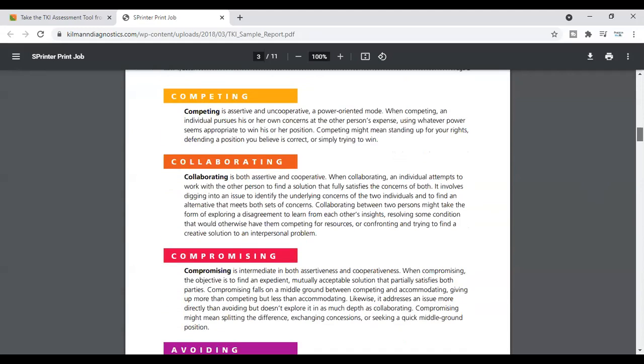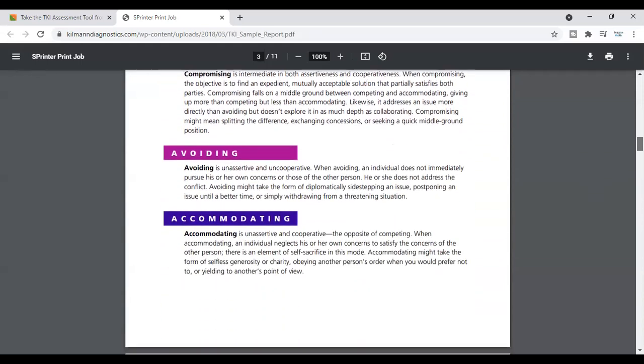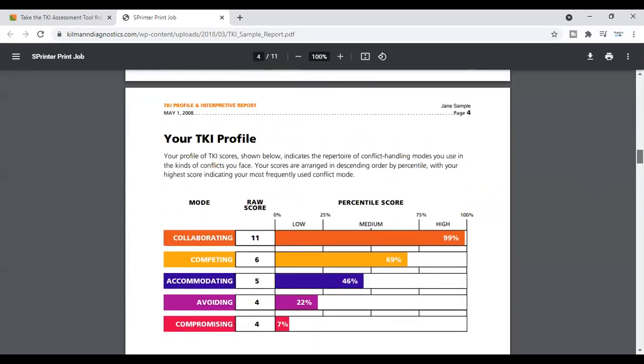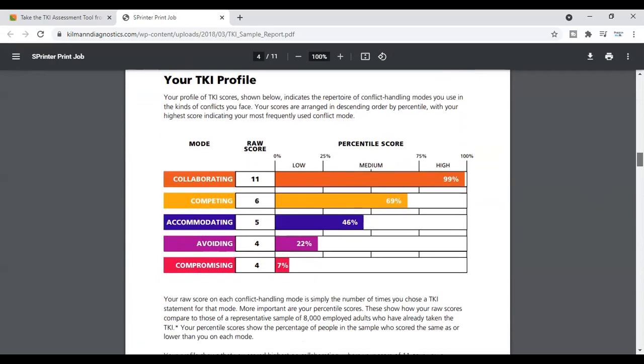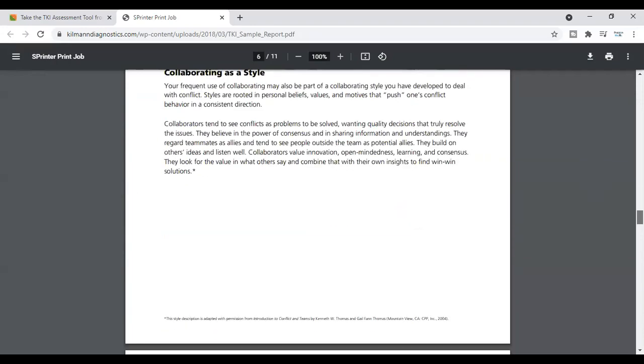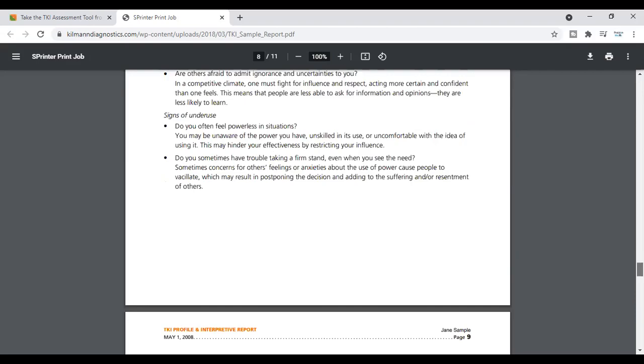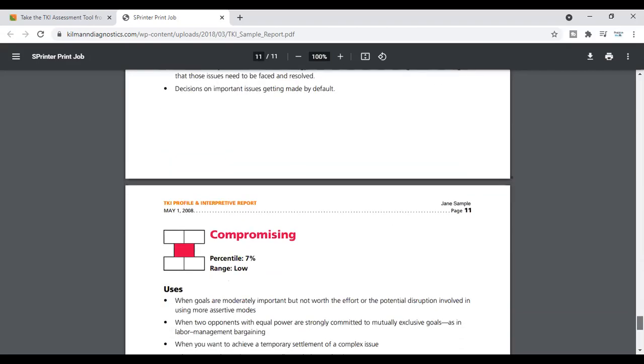All right, so I hope you found this to be useful. I'm going to put a link to this so that you can read it up and get a wider idea of what an actual Thomas Kilmann mode instrument report would look like. And I hope that you find this useful in your overall studying of the guide.